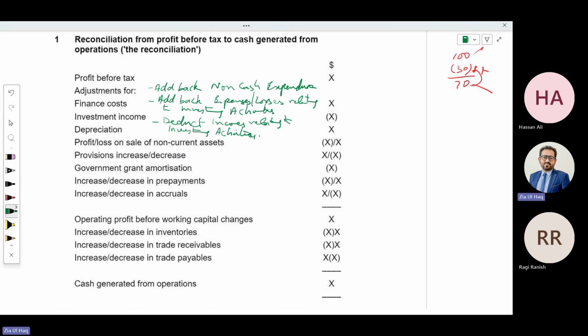Amortization of intangibles, non-cash expenditure. Revaluation loss is also not cash. So we need to add back, because this profit is calculated after deducting depreciation, and depreciation is a non-cash item. We are preparing cash flow, so those non-cash items that were deducted from the profit should be added back, because we are moving towards cash-based profit.